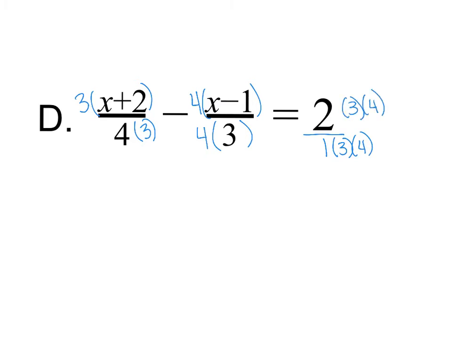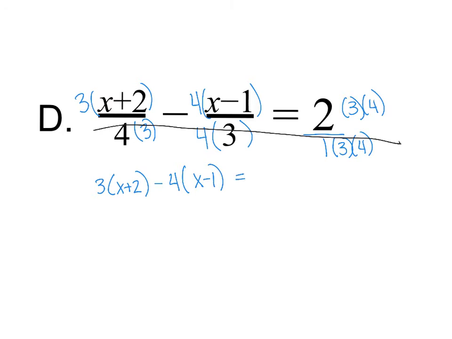Good job. Now the good thing about fractions is once you get the denominators the same, you're going to drop them. You don't need them anymore. So now you just focus on what's on top. So we have a 3 times an x plus 2 minus a 4 times an x minus 1 equals a 2 times a 12.